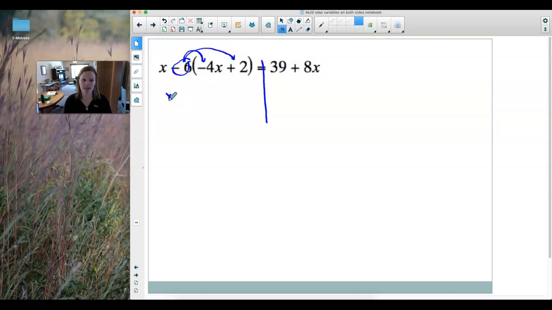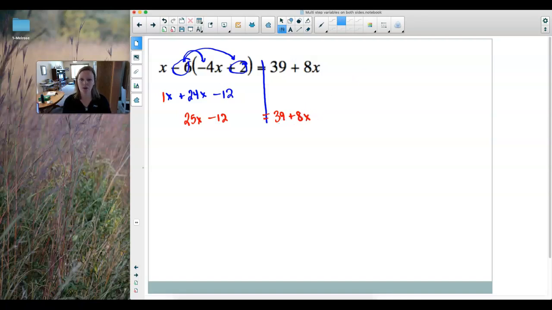So we're going to have x. Negative 6 times negative 4x is positive 24x. Negative 6 times a positive 2 is negative 12. Then we're going to combine like terms. We can put an x or a 1 in front of that x, so I'm going to put a 1 right here. 1x plus 24x is 25x minus 12. And on the right-hand side, there's nothing that I have to simplify. I'm going to leave it as 39 plus 8x.